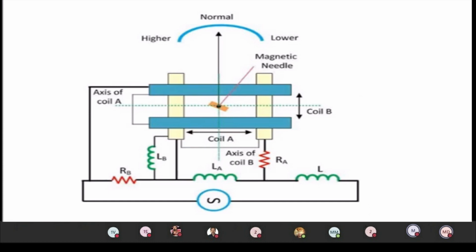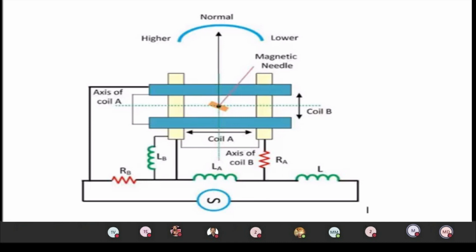On the screen you can see the construction diagram of the Western type frequency meter. It consists of two coils, coil A and coil B, which are placed perpendicular to each other. To show the difference, both coils have been given different colors. There is a soft iron core over which a magnetic needle is placed, and the soft iron core and magnetic needle are placed exactly at the center of coil A and coil B.